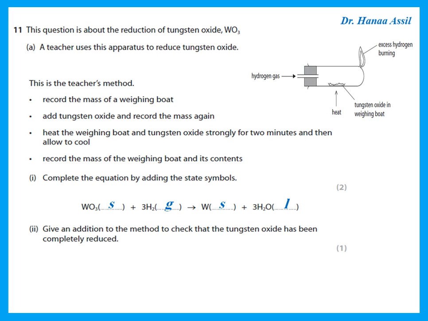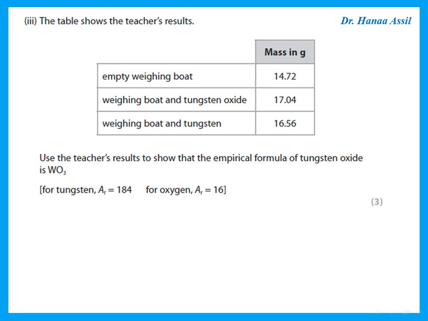Give an addition to the method to check that the tungsten oxide has been completely reduced. Okay, how do I know that the reaction has finished? Remember that when we do a reaction like this, where we're weighing the mass at the beginning and then we want to weigh it at the end, we need to repeat this process until the mass is constant. So we repeat the process of heating and cooling until what we call constant mass.